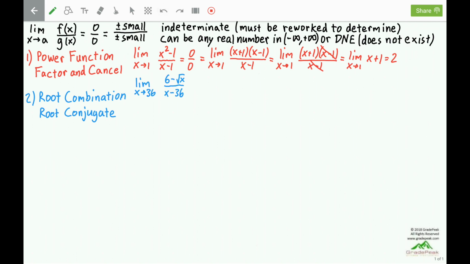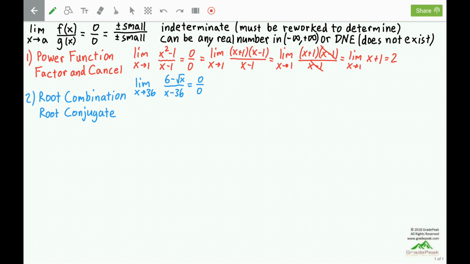Limit as x goes to 36 of 6 minus root x over x minus 36. If I plug the 36 in for x, the square root of 36 is a 6, so the numerator will be 6 minus 6, that's a 0. The denominator will be 36 minus 36, that's also a 0. I do end up with 0 over 0.